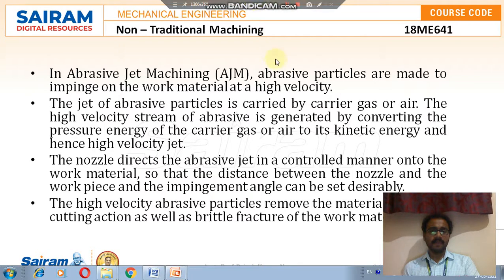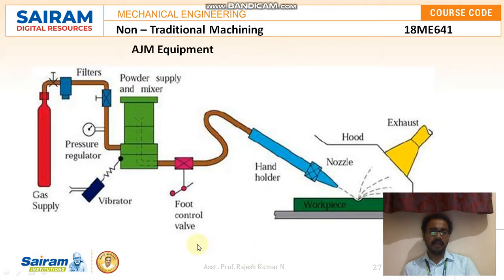And here you can see the setup of the abrasive jet machining process, with the major components starting from the gas supply instead of water. Nowadays we prefer gases only, and the recommended gases are carbon dioxide, oxygen, and nitrogen. Light air is also sometimes recommended. If I'm using air directly, with the help of filters we should remove the pollutants from it.